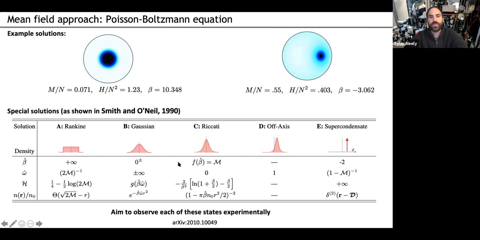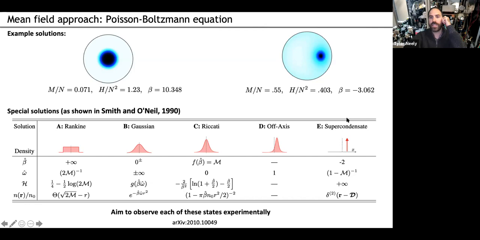As you continue to increase the energy further, you get this almost Lorentzian shape, which is given by a solution of the Riccati equation. And then above a critical value of omega hat equals one is where the off-axis equilibria emerge. And then finally, at the highest energy, you have this supercondensate state.